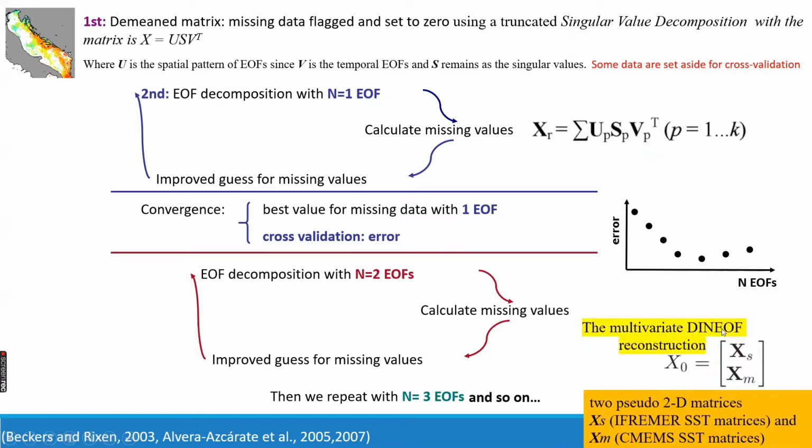And for the multivariate DINEOF, it means that if we are using this matrix of equations, we can put it into these reconstructions of the new matrices, where in our research, we tend to use the two-dimensional matrices of XS as ephemeral data and CM from the data from the CMEMS SST matrices.